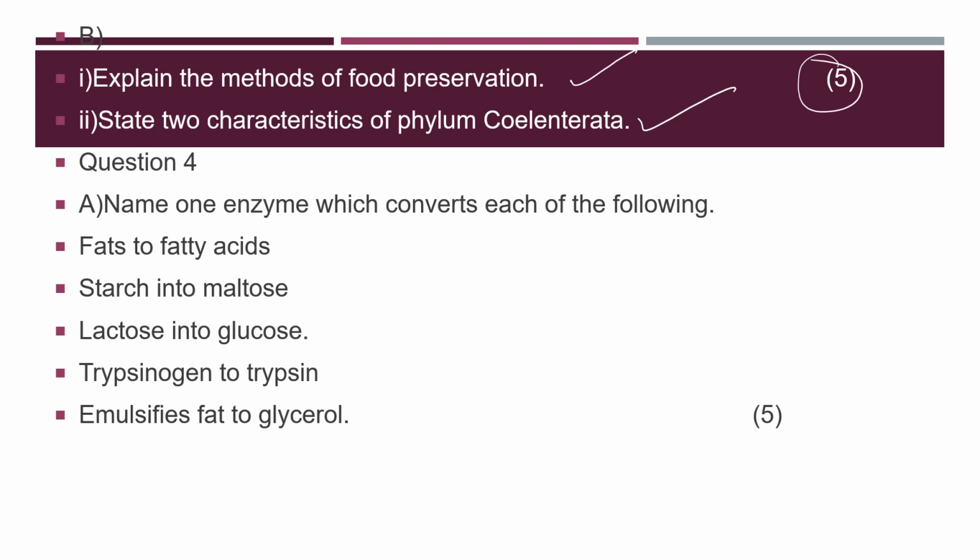So fats converted to fatty acids, starch into maltose, lactose into glucose, trypsinogen to trypsin, emulsified fat to glycerol. So these are the conversions, and you should name one enzyme which helps in the conversion of fat to fatty acids, starch to maltose, lactose to glucose, and trypsinogen to trypsin, emulsified fat to glycerol. So this also contains 5 marks.